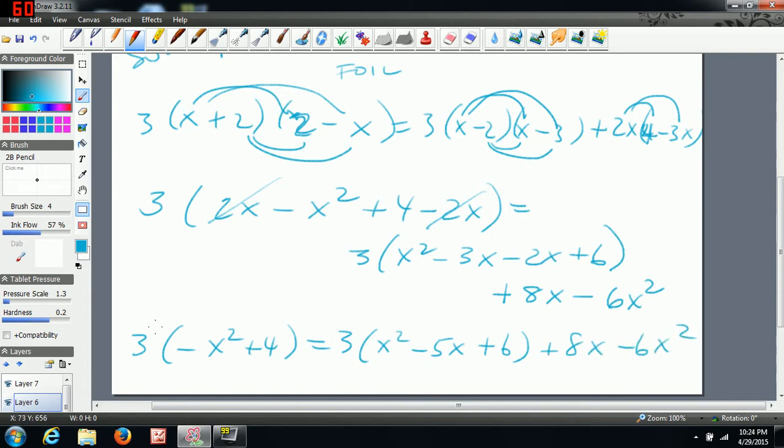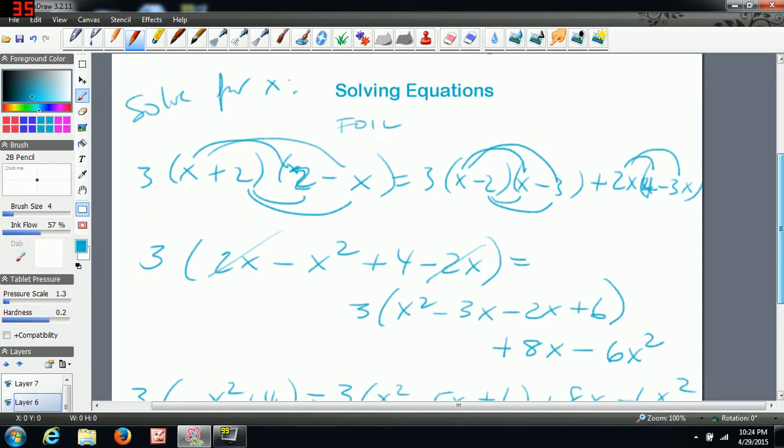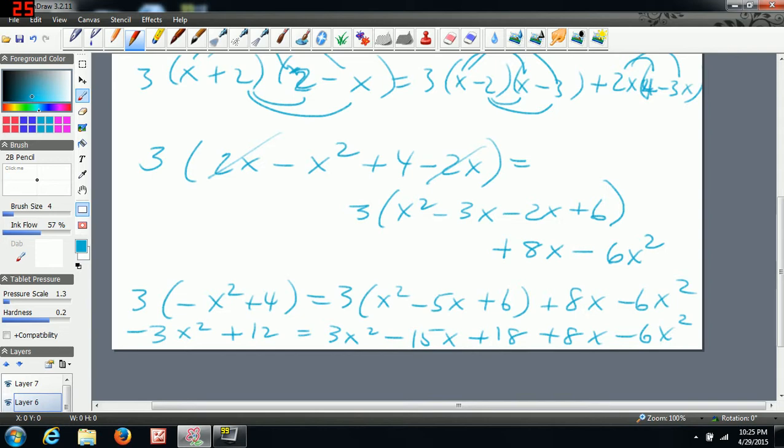So now what we can do is bring the numbers in. So this becomes negative 3x squared plus 12, which is equal to 3x squared minus 15x plus 3 times 6, which is 18, plus 8x minus 6x squared. Okay, so that's what we get there.